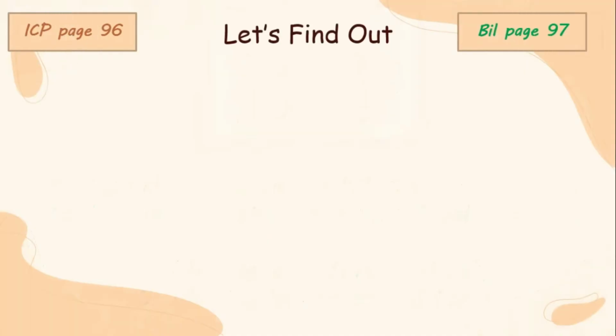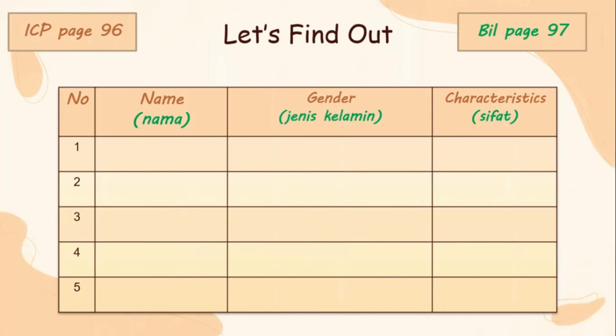Okay, so now for ICP, still open page 96, and for bilingual, still open page 97. Let's find out. Here you have the table. Kalian di sini punya tabel. So what should we do? There are number 5, ada 5 nomor, ada name, nama, gender, jenis kelamin, atau characteristic, atau sifat. Now, I will give you an example. Of course, you have a family, right? Ya, pasti semuanya punya keluarga. Here, you have to complete the table.